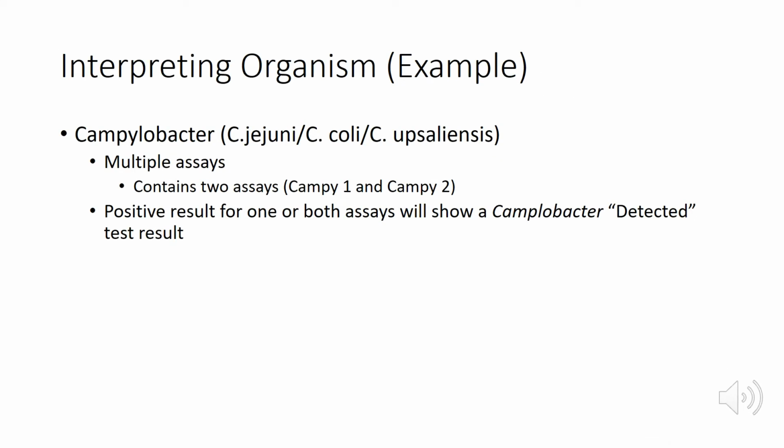I provided an example of how to interpret results from several organisms. Here we have Campylobacter jejuni, coli, and upsaliensis. This is detected by multiple assays, which are CAMP1 and CAMP2. If one assay comes up as positive, then the results for Campylobacter will be shown as detected. If both assays come up as positive, then the results for Campylobacter will also be shown as detected.